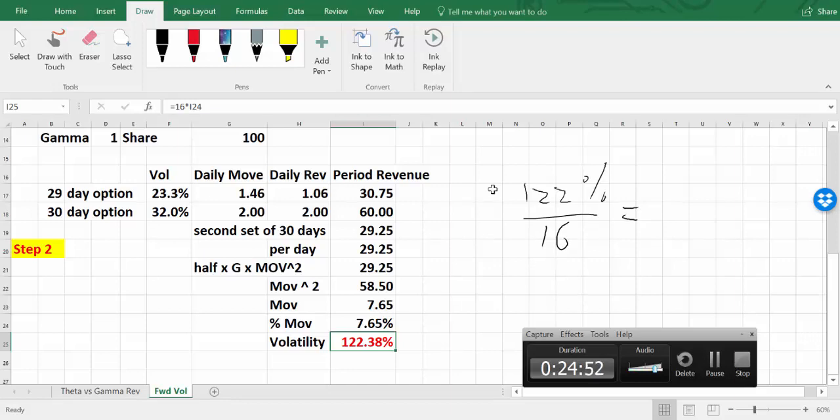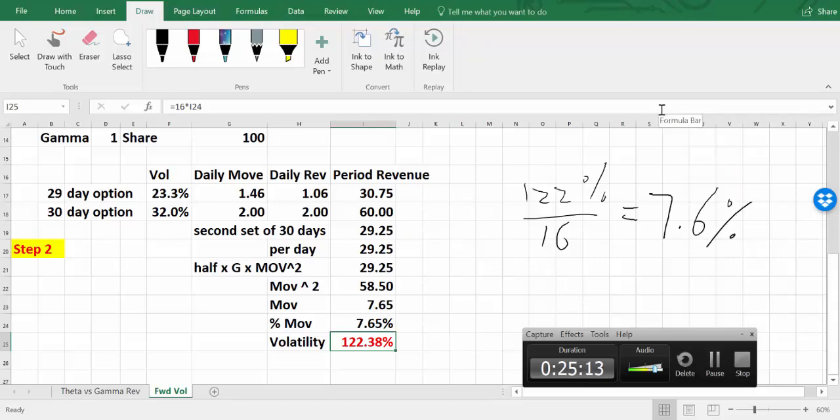What's that? No, more than that. Yeah, I got the 7 right.